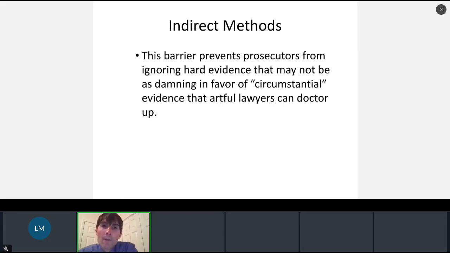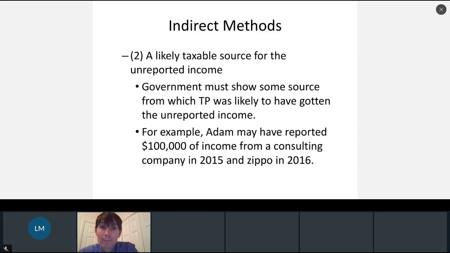So it's incumbent upon the defense attorney to really probe deep here and thoroughly and argue to the court if, in fact, it appears that the direct method has as many holes in it as Swiss cheese and would be more easily defensible than the alternative of indirect methods.